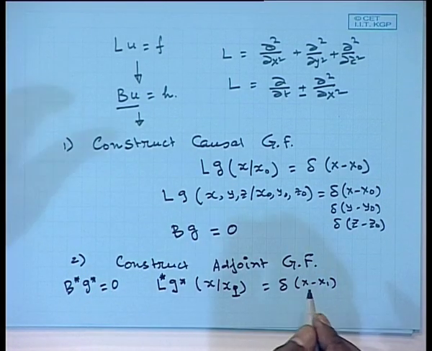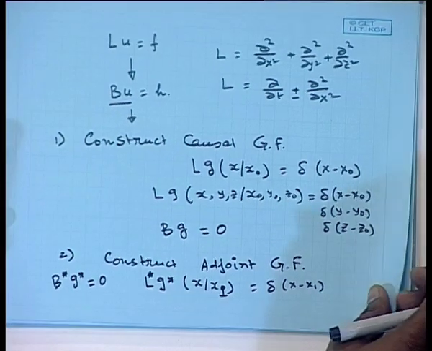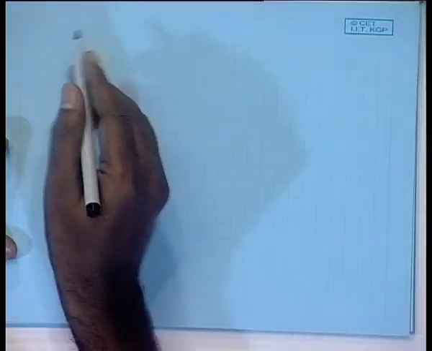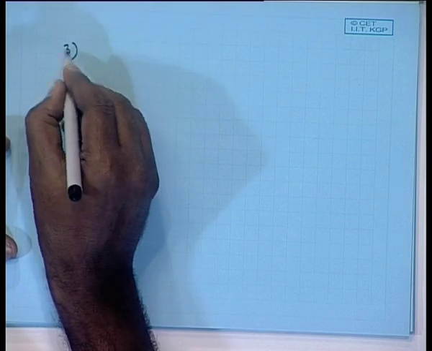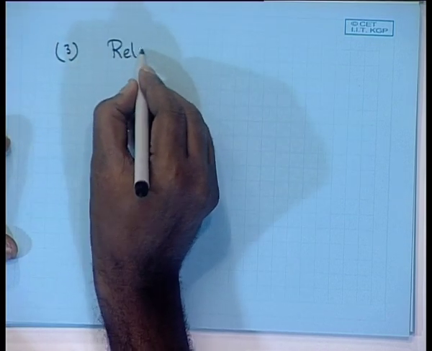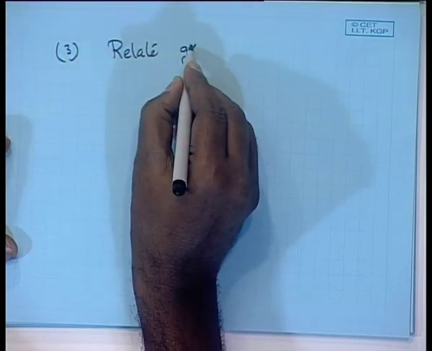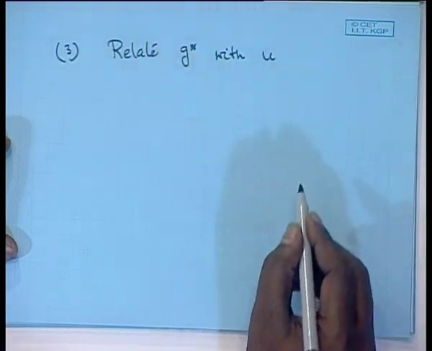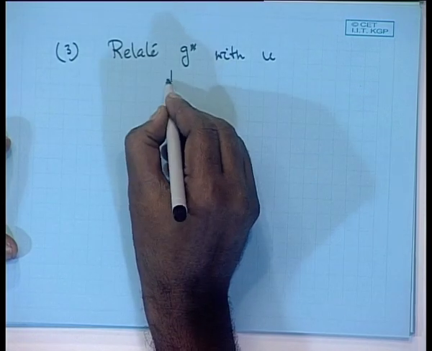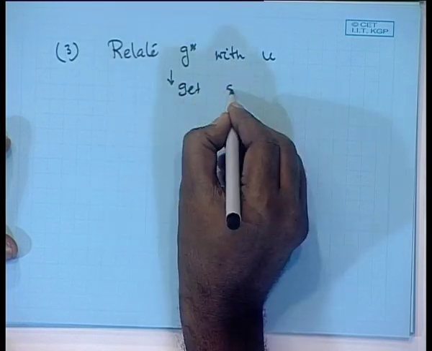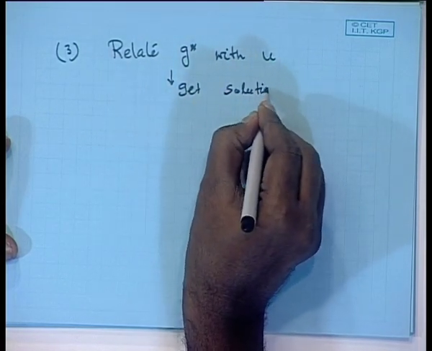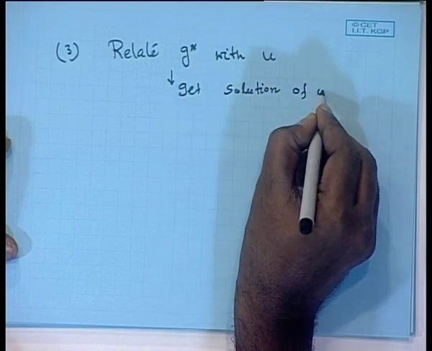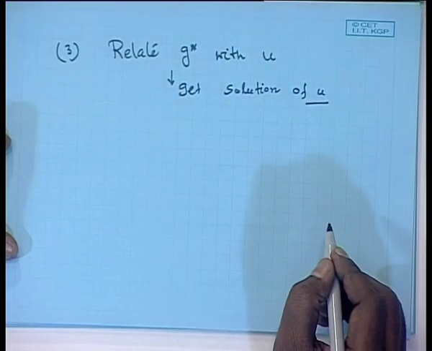Now, the last step will be to relate the adjoint Green's function with your original problem Lu is equal to f and get the solution of u. How to do that, we will just see in a moment.